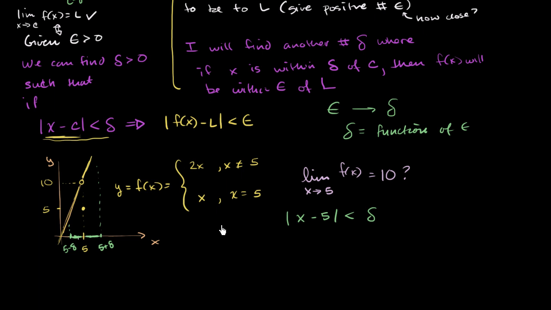Now, the way these proofs typically go is we're going to try to manipulate the left-hand side of the inequality so it starts to look something like this, or exactly like that. And as we do that, the right-hand side of the inequality is going to be expressed in terms of delta.